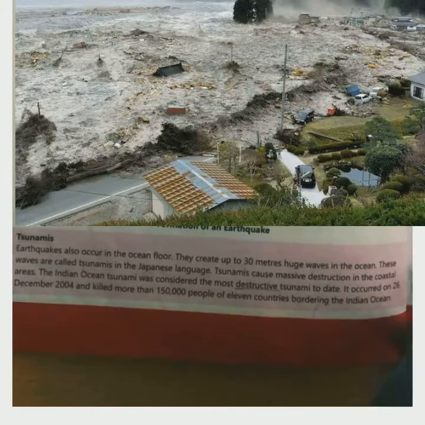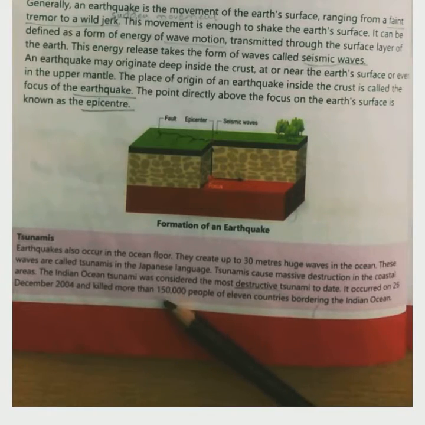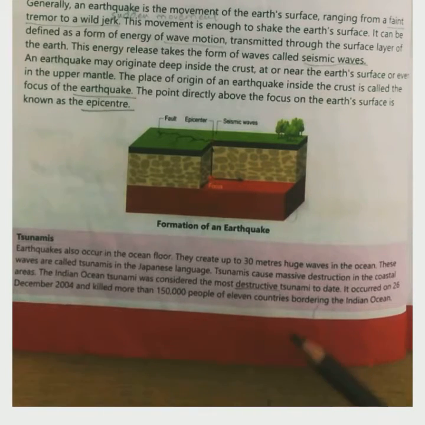There, obviously, all the water will flood in, and there will be destruction. The Indian Ocean tsunami was considered the most destructive tsunami to date. It occurred on 26 December 2004 and killed more than 150,000 people of 11 countries bordering the Indian Ocean.